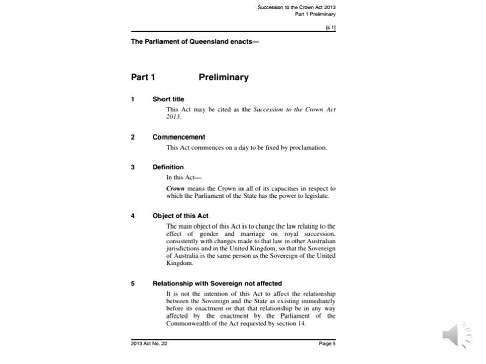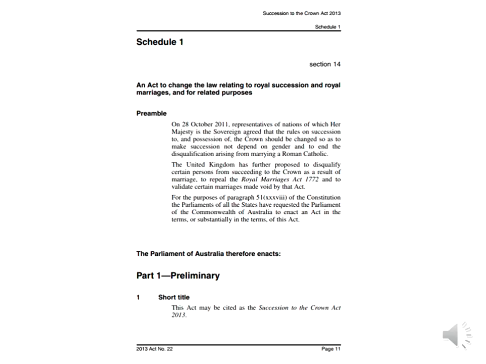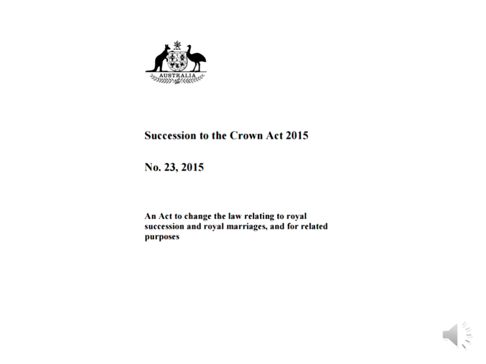And then this gives you the actual act itself as to what was happening and the different sections, which relate to succession to the Crown not being dependent on gender, and the different marriages. So being Roman Catholic is no longer a reason not to allow somebody to become king or queen, etc. In the schedule at the end, it gives a little bit more detail. And this is then related, you see, to the Succession to the Crown Act at the Commonwealth level.